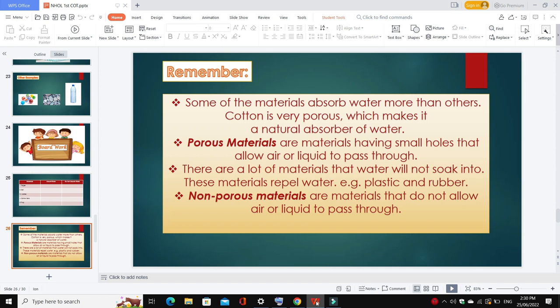Cotton is very porous, which makes it a natural absorber of water. Porous materials are materials having small holes that allow air or liquid to pass through. There are a lot of materials that water will not soak into. These materials repel water. Example: plastic and rubber. Non-porous materials are materials that do not allow air or liquid to pass through.